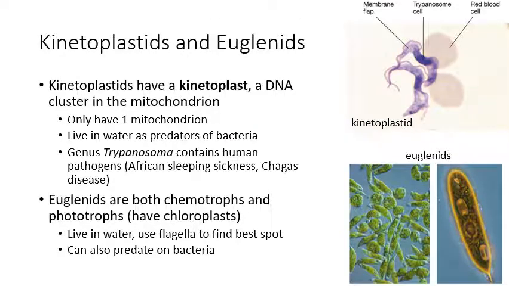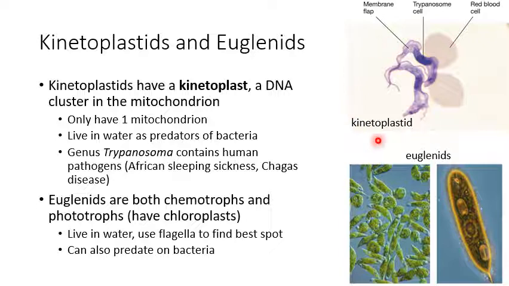Then finally, we have the Kinetoplastids and the Euglenids. The Kinetoplastids all have the structure called the kinetoplast, which is actually just the DNA inside their mitochondrion. They would all have just one mitochondrion. So all mitochondria have DNA in them, but with the Kinetoplastids, the DNA is kind of extra dense, so it's actually visible under the microscope, and we call it the kinetoplast.